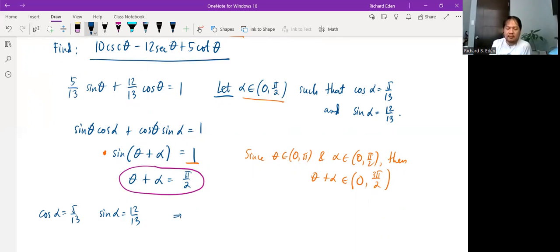We can use the cofunctions to flip the functions. So what are the cosine of theta and sine of theta respectively? Sine of theta will become 13 over 5, and then cosine theta will become 13 over 12. Wait, these are sines and cosines. They can't be 13 over 5, lampas yun ang 1. Ah, so cosine alpha is 12 over 13 pala. Okay lang. So cosine theta is 12 over 13, and then the sine theta will become 5 over 13.